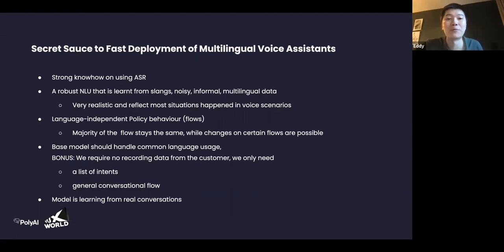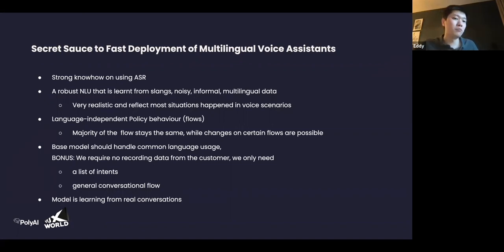It actually happens in real life. Right. So basically, the next step is what we talk about, the language independent policy. We believe that having the conversational behavior separated from the understanding module can achieve lots of benefit.